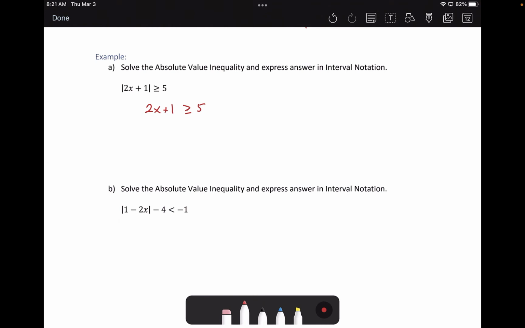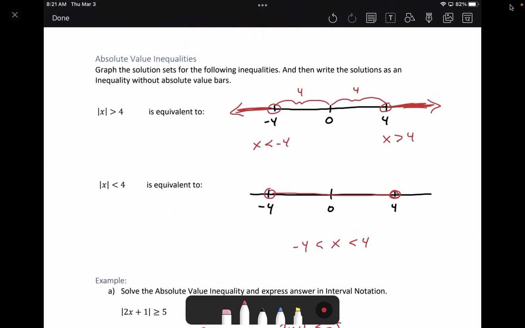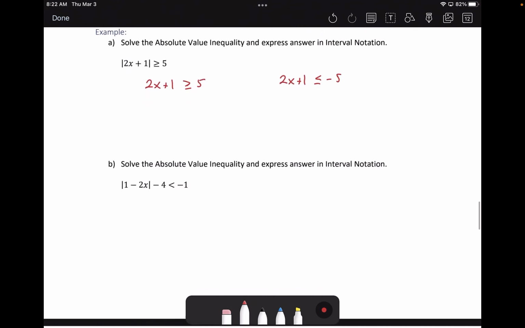Then the second inequality, we're going to copy the inside of the bars, but then we're going to change the direction of the inequality and we're going to change the sign of that constant. We're basically just doing case 1 here. Just like we did here. We have two separate inequalities pointing in opposite directions. Now we just solve each of those independently.